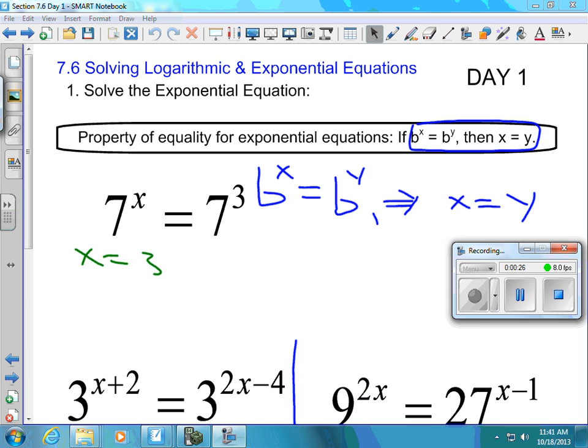So, solving exponential equations. The property of equality of exponential equations is if b to the x equals b to the y, then x equals y. Same thing. The double arrow means then. So, if we look at this equation here, 7 to the x equals 7 to the third, well, there's not much to do there. The bases are equal, so x equals 3. That's the answer.